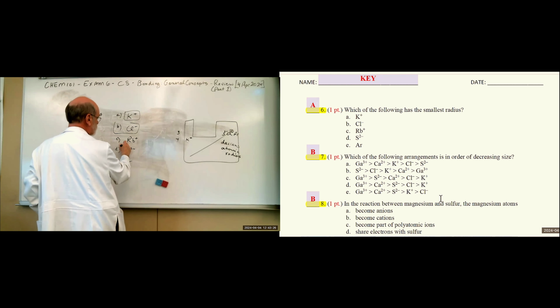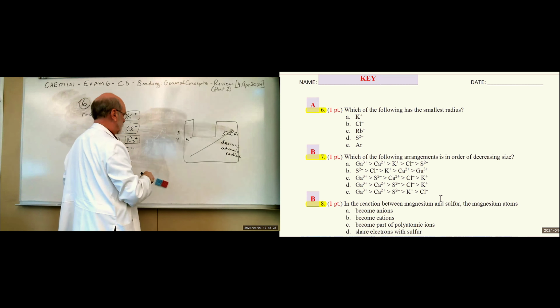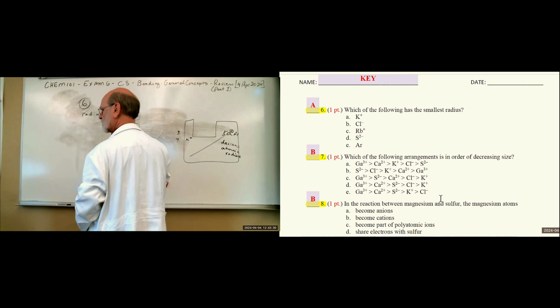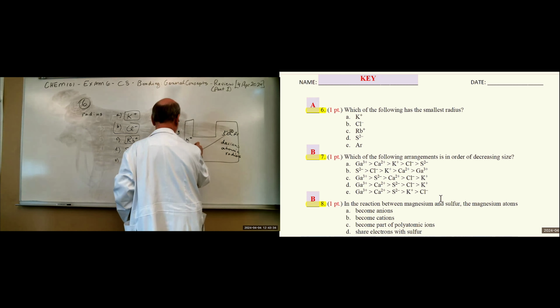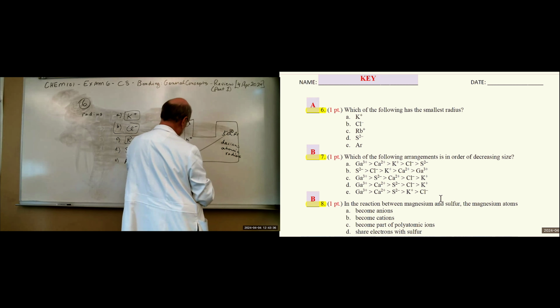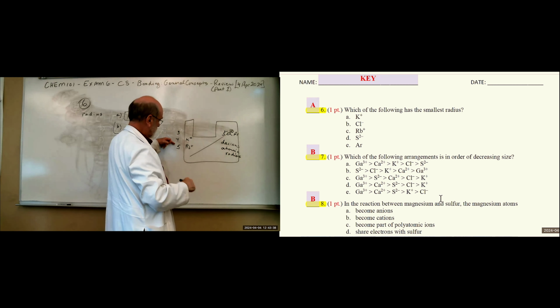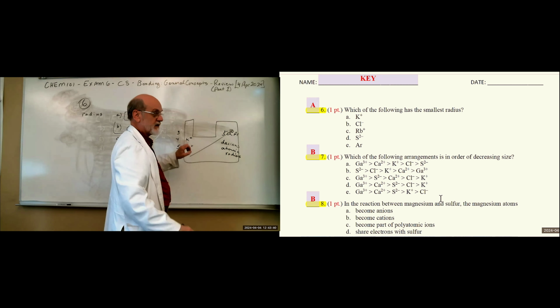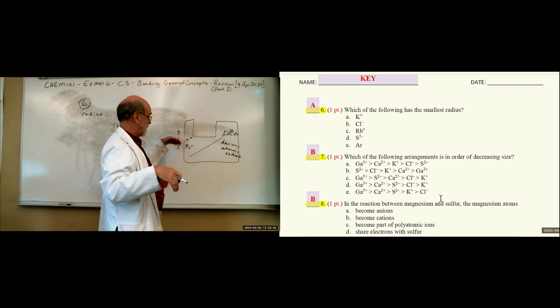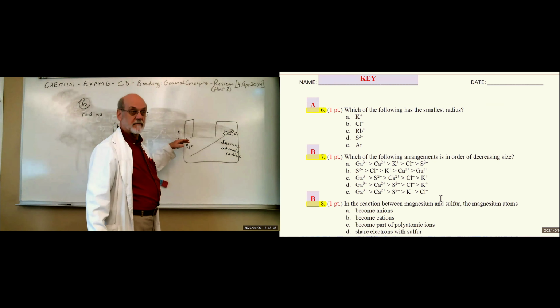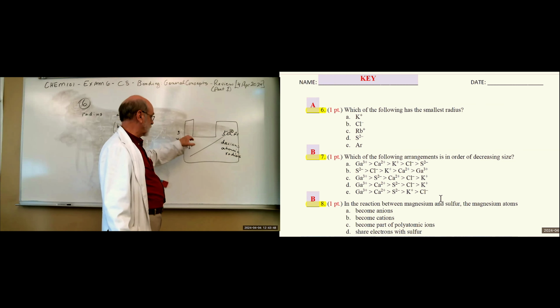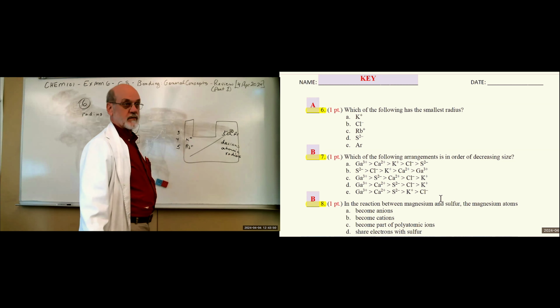Now what about, we haven't looked at rubidium yet. Where's rubidium? Rubidium is down here. So it's going to be bigger than potassium, even though it is an ion, because it has another energy level and 18 more protons. That makes this one bigger than that one. So potassium looks like it's going to be the smallest one.